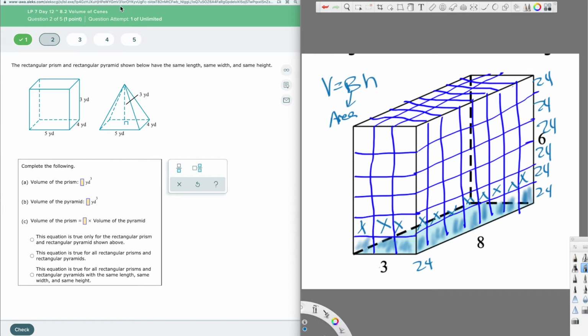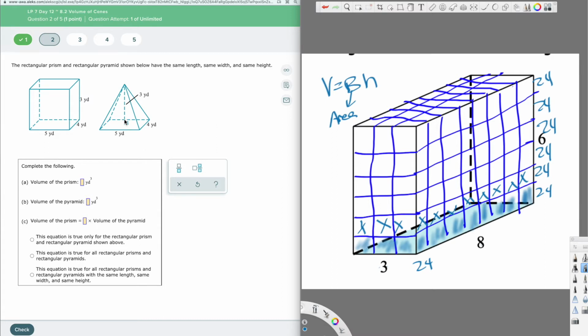So the rectangular prism and the rectangular pyramid shown below have the same length, same width, and same height. So we can see 5, 5, 4, 4, 3, 3. What we're going to do is compare these two. Thinking ahead on this one, what do we notice? What do we wonder about these guys?